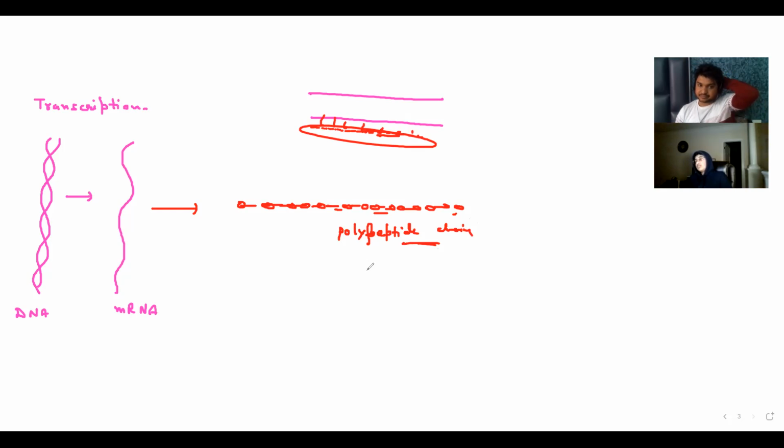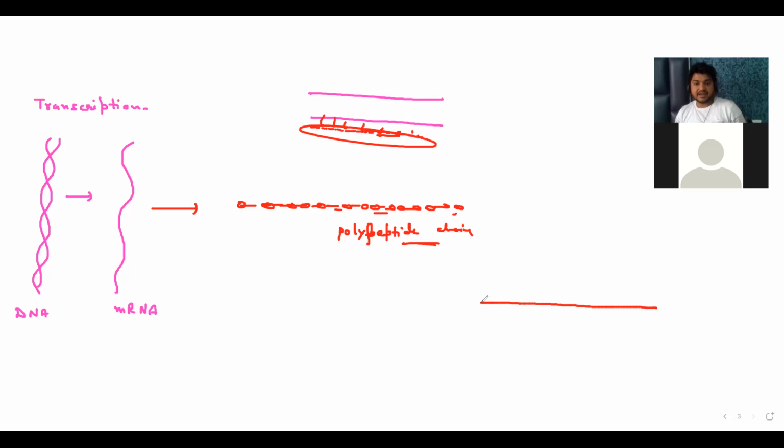So if I make a schematic diagram, it is something like this. You have to remember that. First of all, suppose both the strands of DNA help in the formation of mRNA, then what would happen? Then you will get two different types of mRNA, and they are complementary to each other and they are going to stick together.